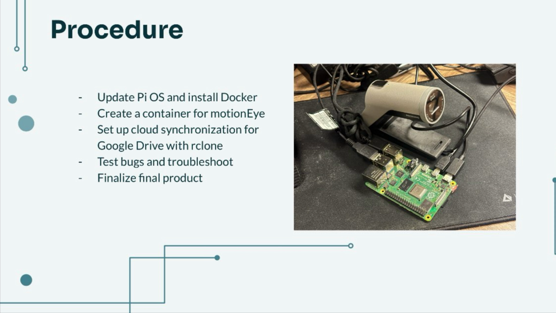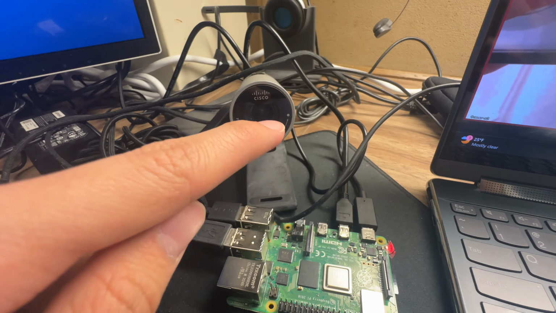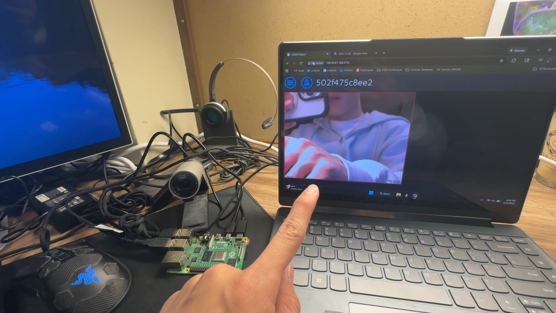I restarted the Pi and checked whether the Docker container started automatically and whether the camera feed came back online. After a couple small adjustments, everything worked exactly how I wanted. In terms of results, the system ended up being more solid than I expected.